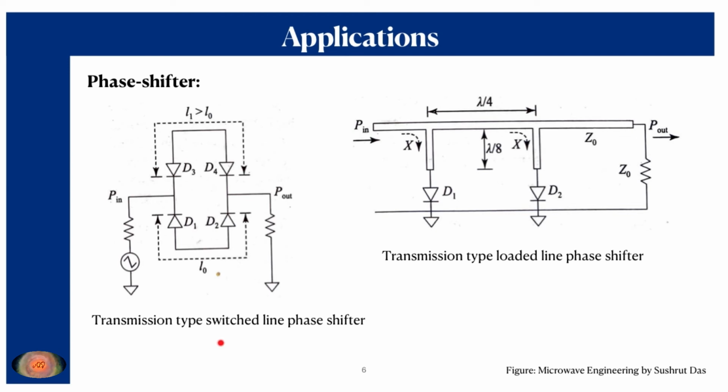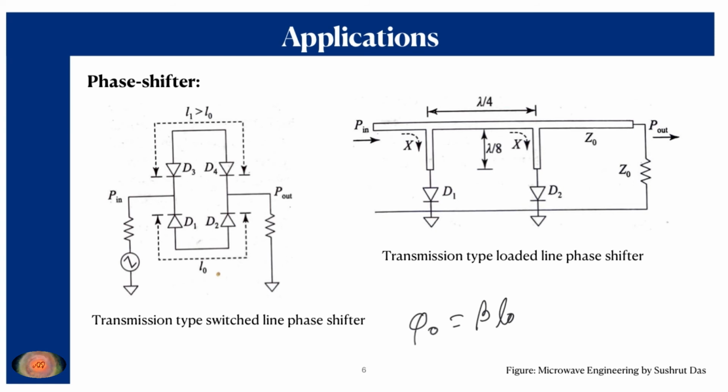In the case of switched line phase shifter, you can see when these diodes D1 and D2 are in forward bias, then this RF signal will take this path, and a phase corresponding to this path length L0 will be produced, that is equivalent to phi naught equals beta times L0, where beta is the propagation constant of the RF signal.